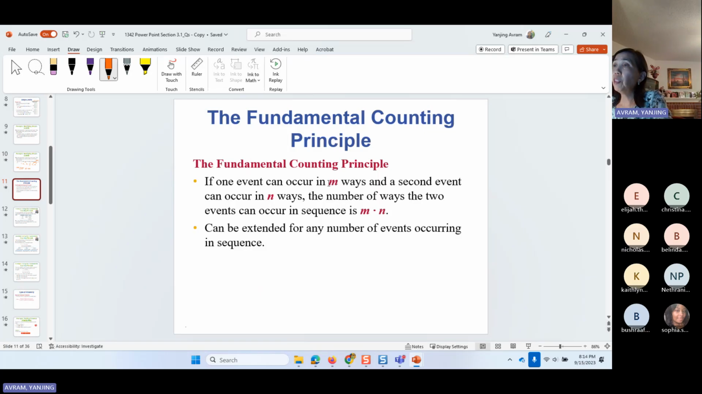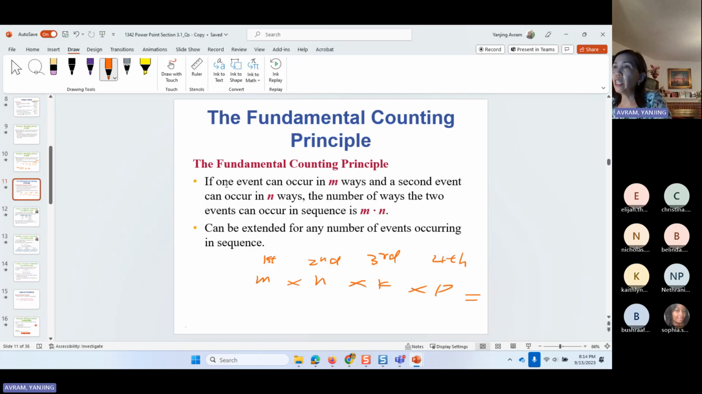Okay, the fundamental counting principle is this: if you have a first outcome M, the second outcome is N, the third outcome is K, the fourth outcome is P, for example. So what is the total outcome? Well, basically the total outcome is to multiply all of them together. Okay, so multiply all of them together. That's called the fundamental counting principle.